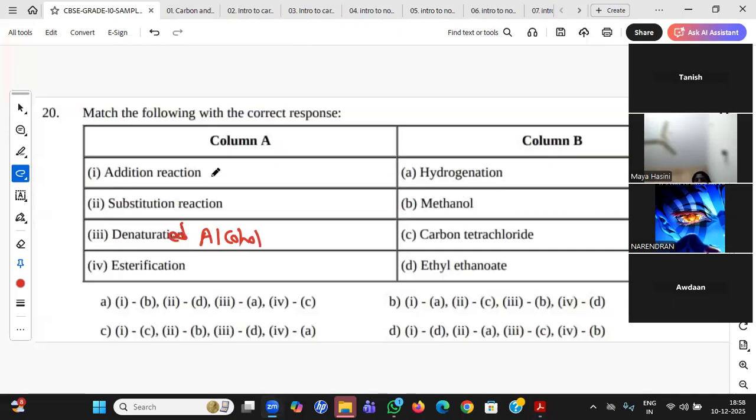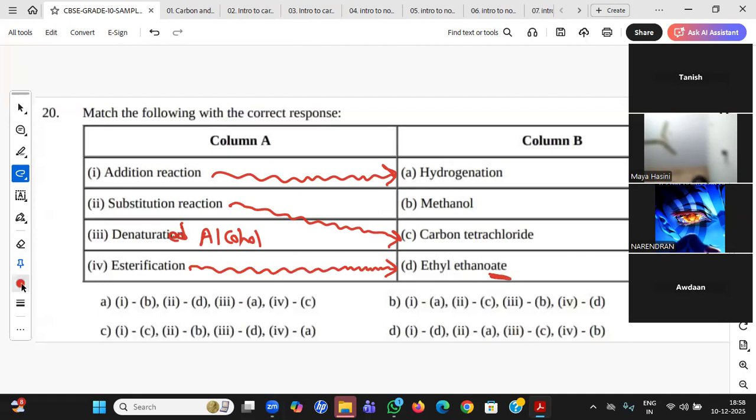Addition reaction: unsaturated to saturated, if you add hydrogen. Substitution reaction, which is nothing but carbon tetrachloride, the last term. Esterification, which is nothing but alcohol plus carboxylic acid. Ester is formed. That is esterification.